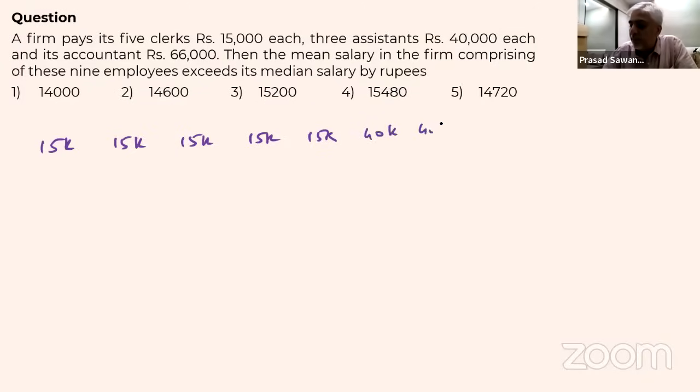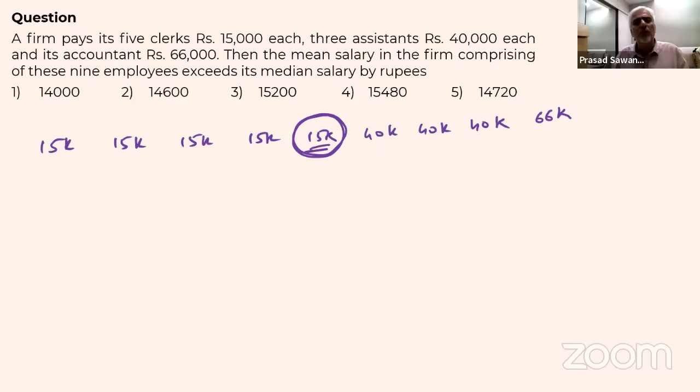40,000, 40,000, 40,000. And the accountant 66,000. Only one accountant is there whom they pay 66,000. Then the mean salary in the firm comprising of all these 9 employees exceeds its median salary by how much? Median is 15. I want to find the difference between mean and median.